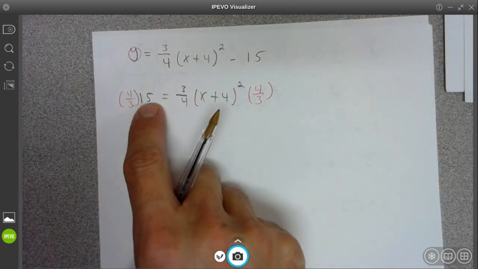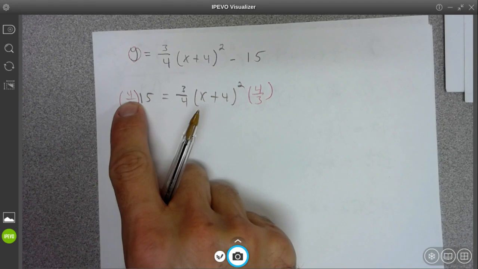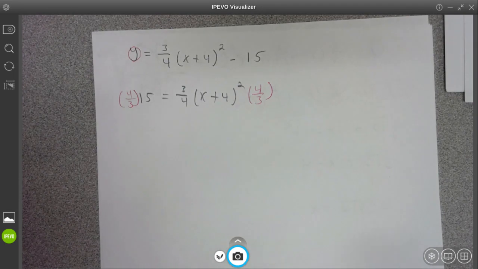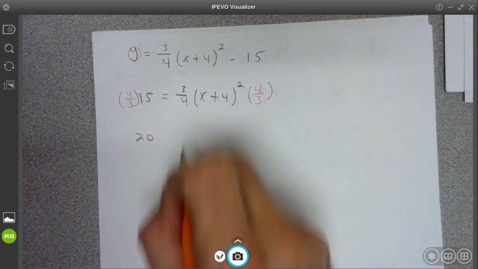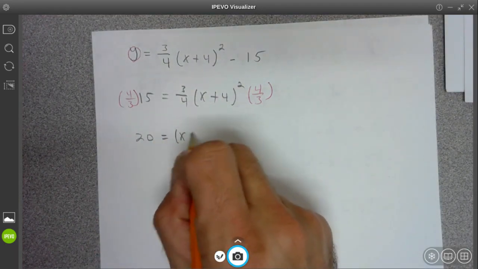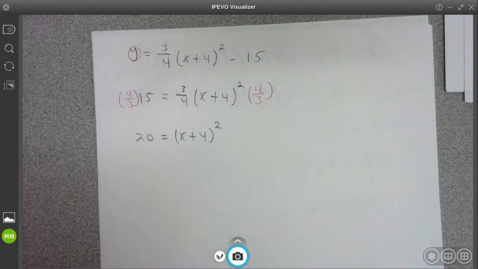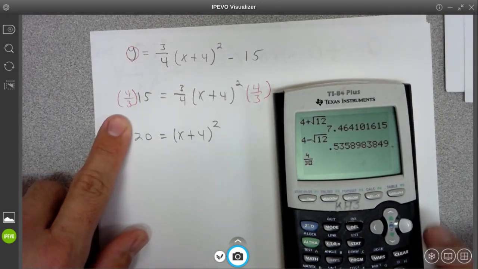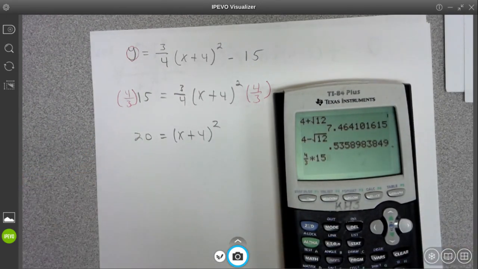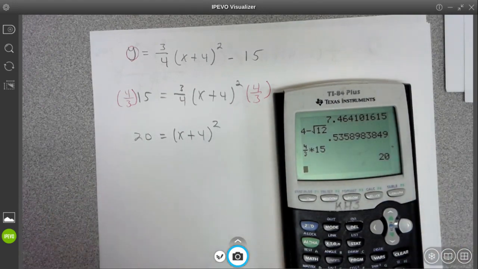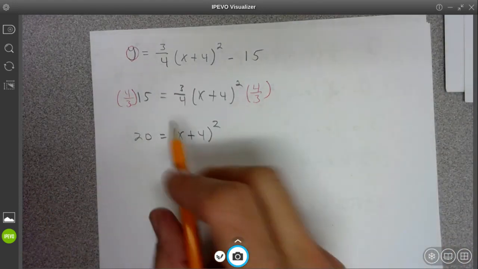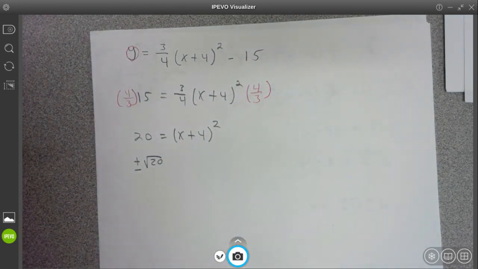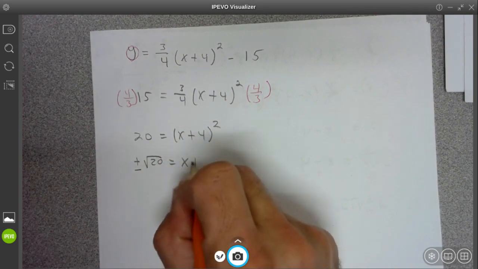I'm going to do 15 times 4. That's equal to 60. And then 60 divided by 3 is equal to 20. That's going to give us x plus 4 squared. Again, if you wanted to, you could just do 4/3 times 15 like that, and that'll give you 20 right there. Square root both sides. We're going to get plus or minus square root of 20 is equal to x plus 4.